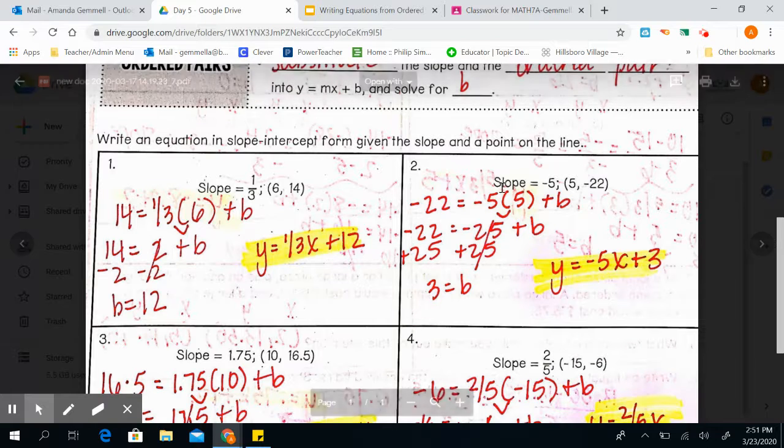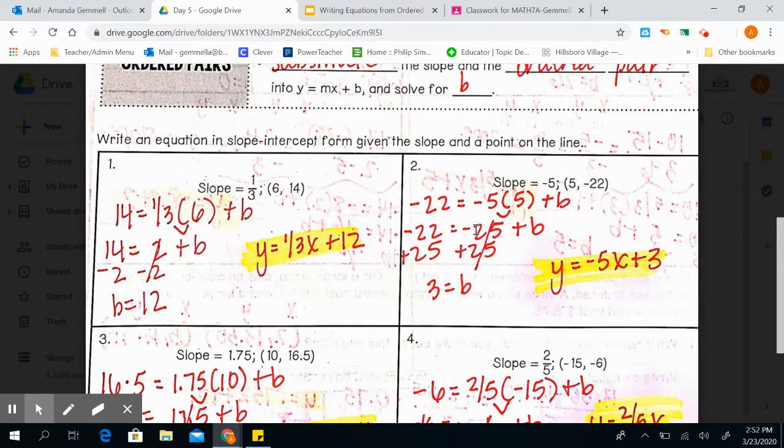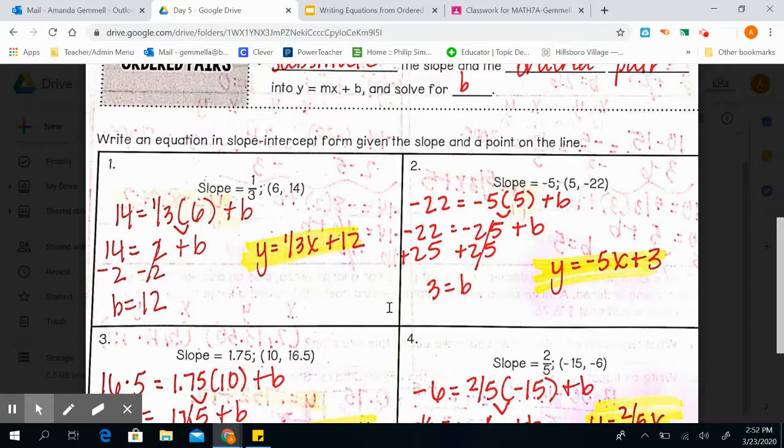Okay, so for number 2, again, same idea. The y in the coordinate is negative 22, equals m, the slope, which is given as negative 5, times x in the coordinate, which is 5, plus b. We simplify this equation to get negative 22 = negative 25 + b, because negative 5 times positive 5 is negative 25. Add 25 to both sides, and we get that b equals 3. So our equation goes back to y = slope, which is negative 5, x plus b, which was 3. Now, one thing I want you to pay close attention to.